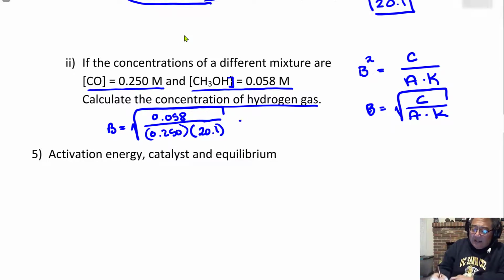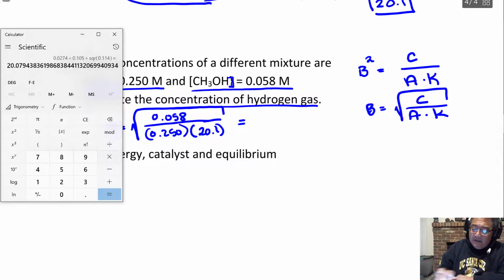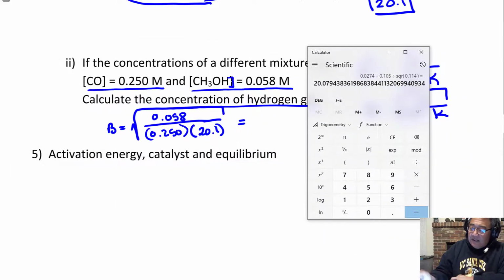So now again, I'm going to pop this into my handy dandy calculator. I'll move it to this side, otherwise it'll be in the way. So I'm going to go 0.058 divided by 0.25, and you don't have to type the 0, right? Divided by 20. So that gives me the inside part here. I just went ahead and calculated it like that.